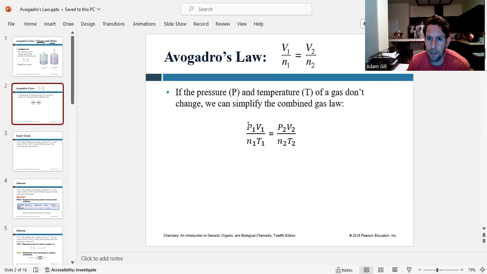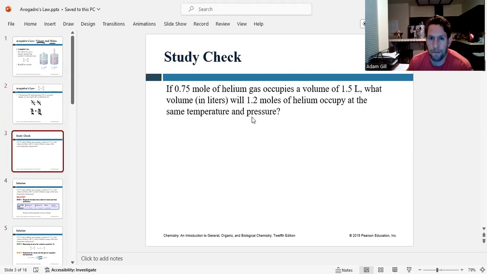If we start from the combined gas law, and we assume that pressure and temperature are constant, we can eliminate pressure and temperature from the equation because they're not changing. So our expression simplifies to V1 over N1 equals V2 over N2. And this is Avogadro's law. Let's do a practice problem with it.